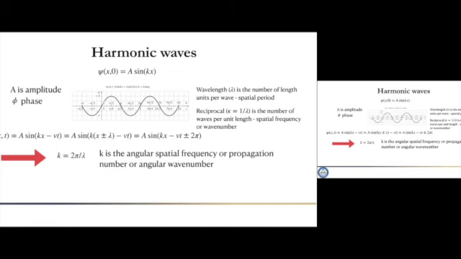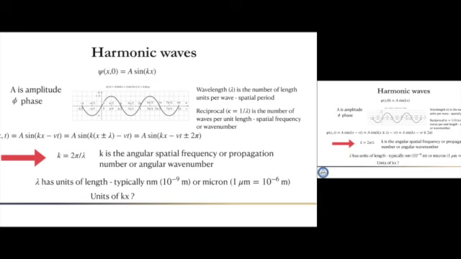Or k lambda must therefore be equal to 2 pi to achieve the same coordinate point in psi. K is now given the name angular spatial frequency. That's because it gives you a cycle of 2 pi, and that is also called the propagation number or the angular wave number, and that is this k.